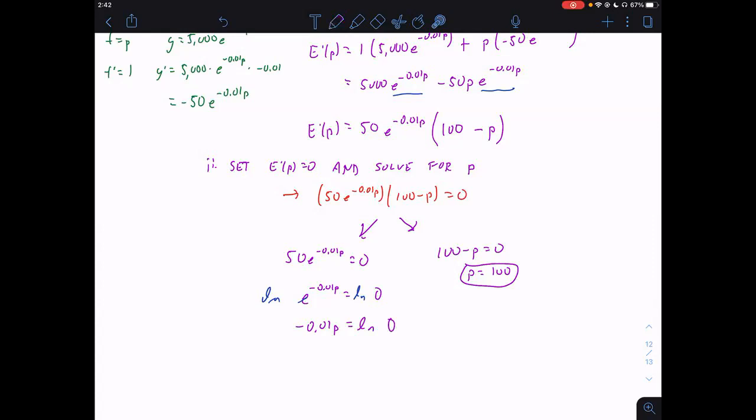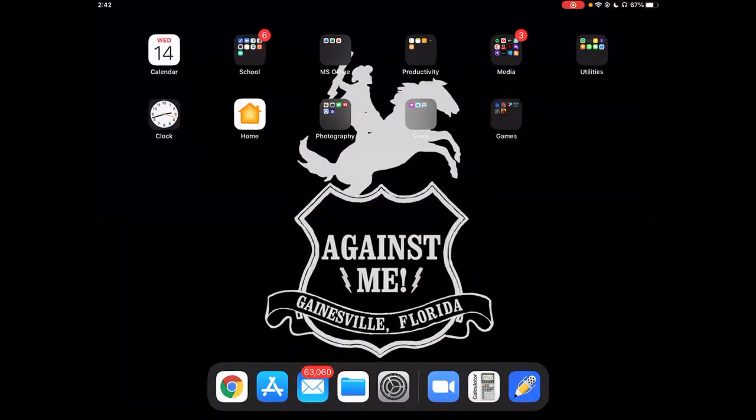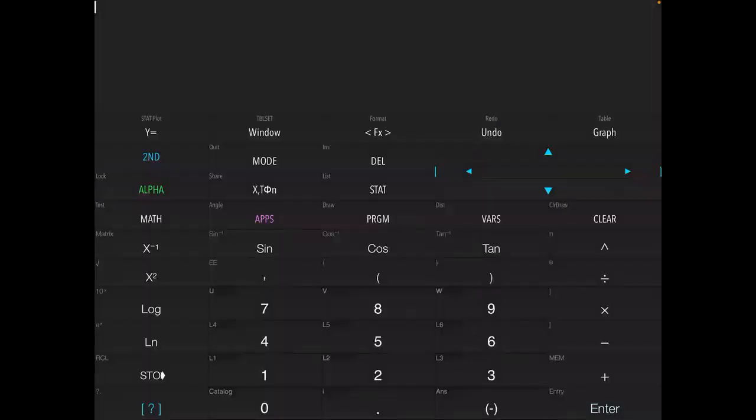Hold up, ln of 0. What is the natural log of 0? Let's find out using our calculators. The natural log of 0 is equal to non-existent. It does not exist.